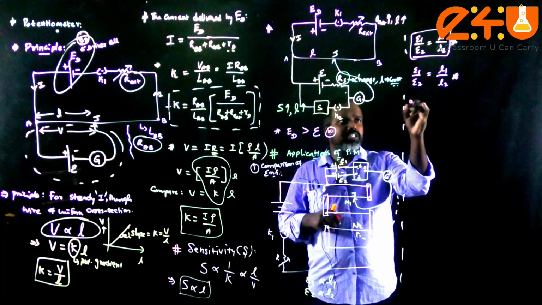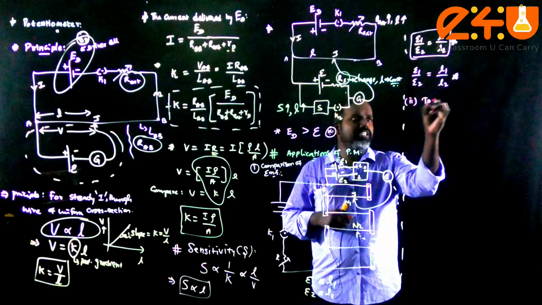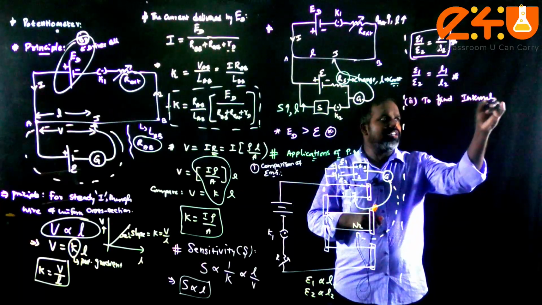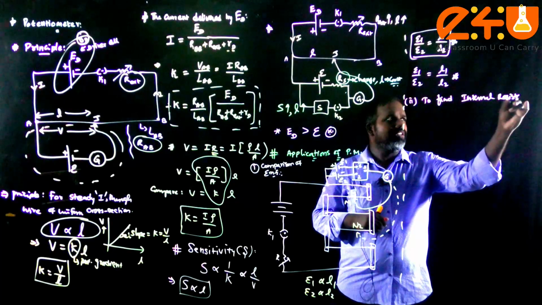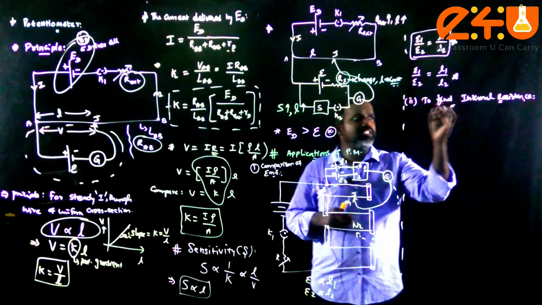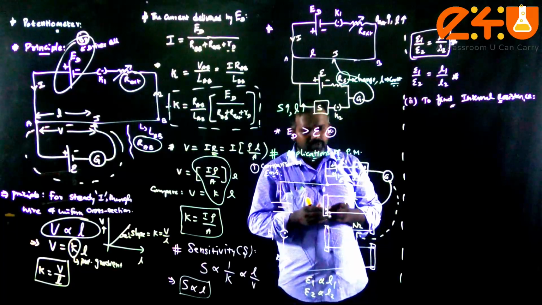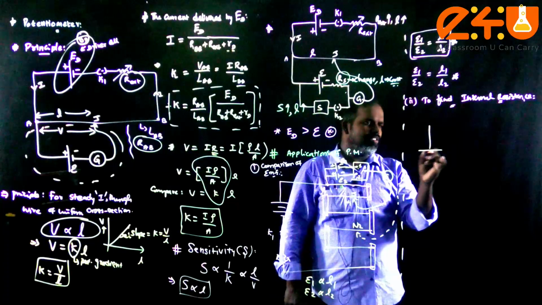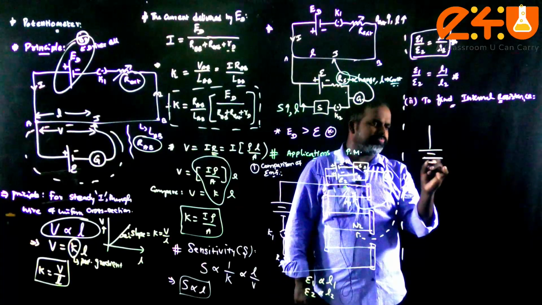The second application is to find the internal resistance. So this is the internal resistance of the given cell. For that, the arrangement of the circuit is very similar to this one with a slight modification.